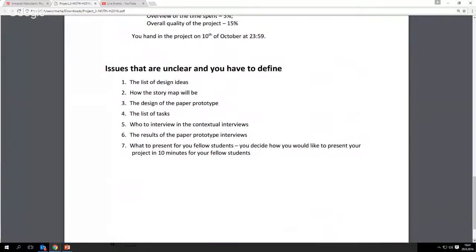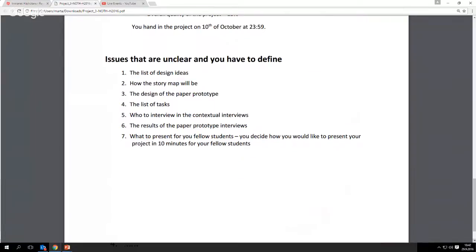And here are the things that are unclear. And I deliberately leave it open that what you present for the fellow students is just up to you. Okay. Some questions?